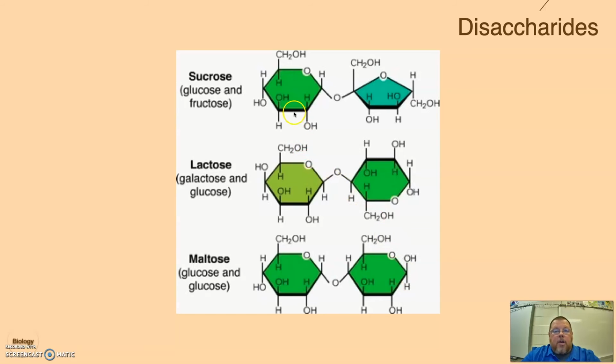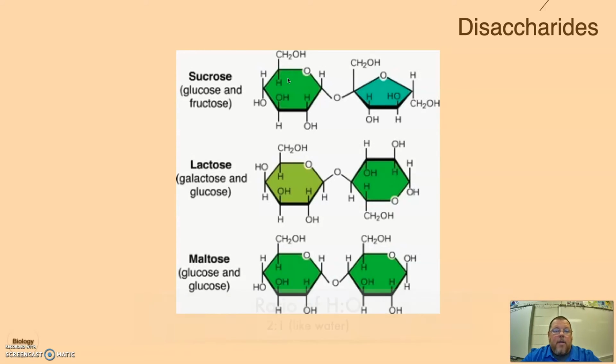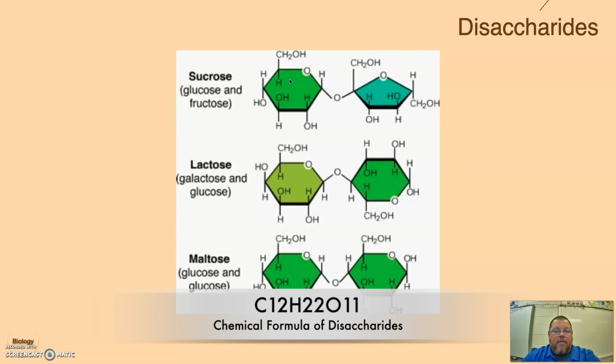Then you go through and you count the number of hydrogens. You should come up with 22, and you should come up with 11 oxygens. So remember that the ratio of hydrogen to oxygen is 2 to 1, 22 hydrogens and 11 oxygens for each of these molecules. On our last slide, we talked about how the monomers were all isomers of each other because they had the same chemical formula, but a different arrangement of the atoms. And this is the same here because these all have the same formula, C12H22O11, but they have a different arrangement of atoms.